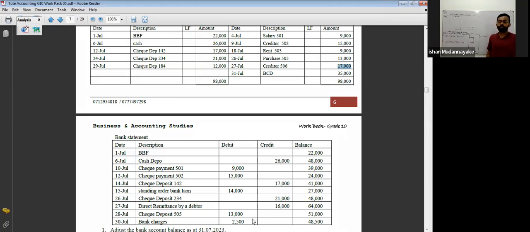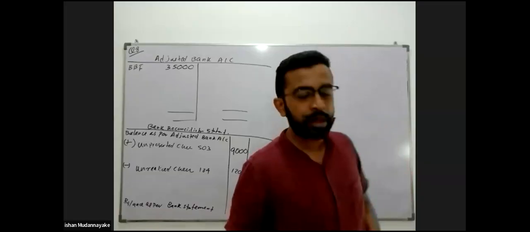You have issued a 70,000 check, but still the bank has not paid cash for this 70,000 check. The bank has not given 70,000 rupees to the relevant person. Then this 70,000 is an unpresented check. In an unpresented check, this 70,000 is not your fault. Then this 70,000 you have deducted.